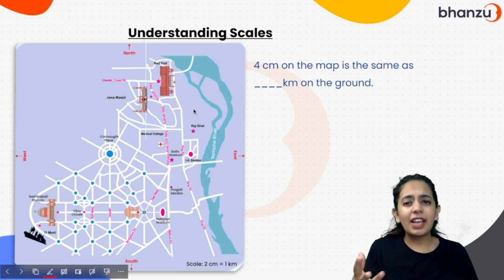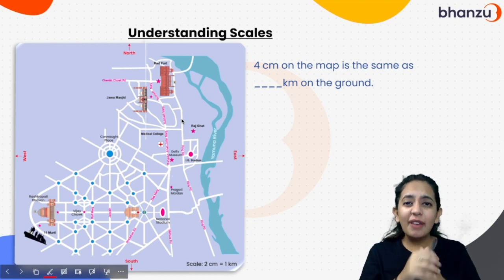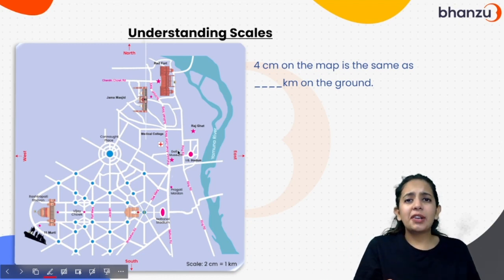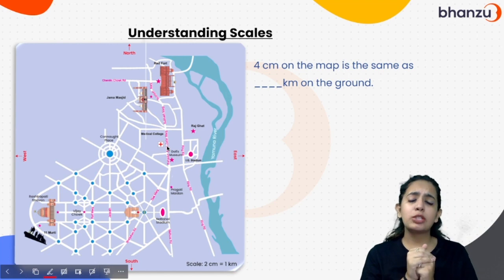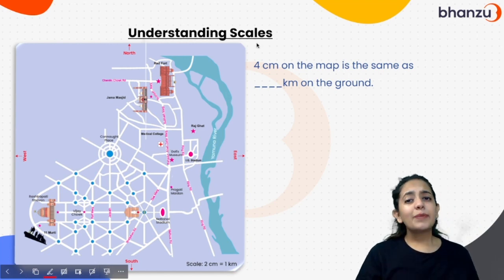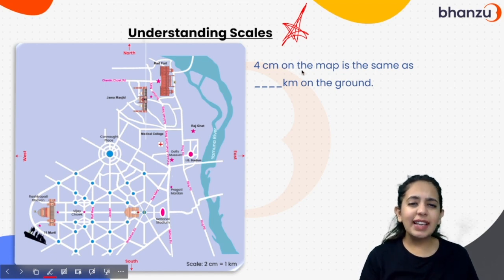We cannot put up the area, how big the India Gate is, how big Rashtrapati Bhavan is, right? We cannot put that on the map because the map is a little smaller. It just helps you with the direction and the roads. So my dear, we have introduced scales. What does a scale do? Suppose 4 cm on the map is the same as dash kilometer on the ground.